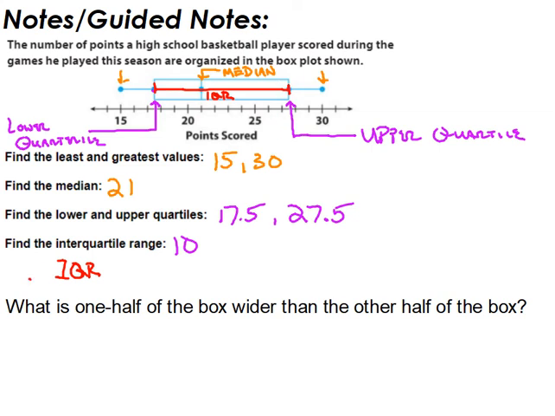Okay. So, what is one half of the box wider than the other half of the box? This should actually say Y. There we go. That's better. Y is one half of the box wider than the other half of the box? So, if we notice, this right side is larger than this left side of the box. And the reason why is it just means that our median fell on the left side of our data.